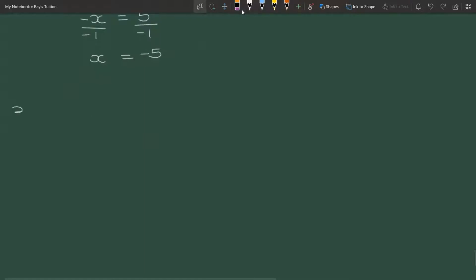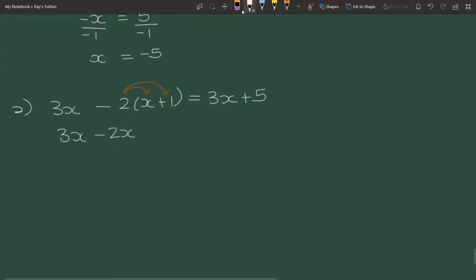Let us move on to the next one. We have 3x minus 2 times (x + 1) is equal to 3x + 5. So first of all, we would like to get rid of the brackets by distributing. So we're going to distribute this minus 2 to the x and the minus 2 to the 1. So we have 3x, and minus 2 times x is minus 2x. Minus 2 times 1 is minus 2. We get the x on the other side.